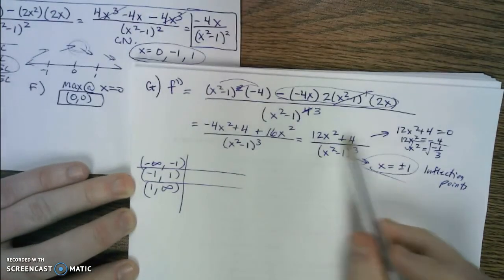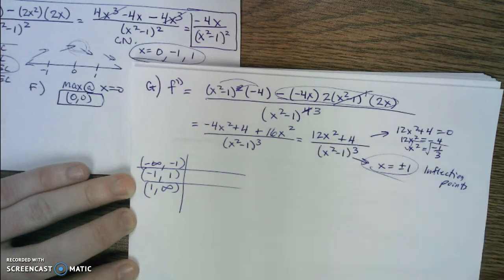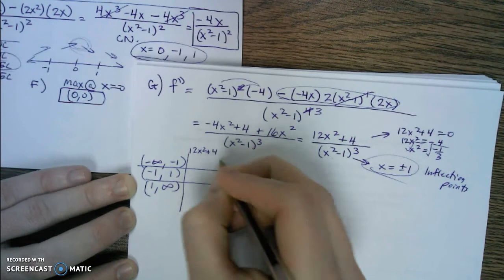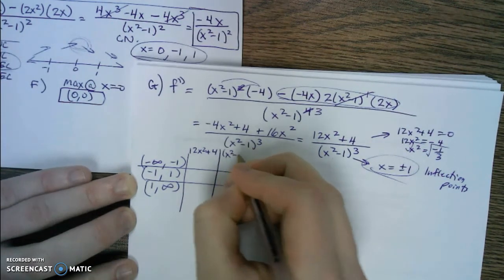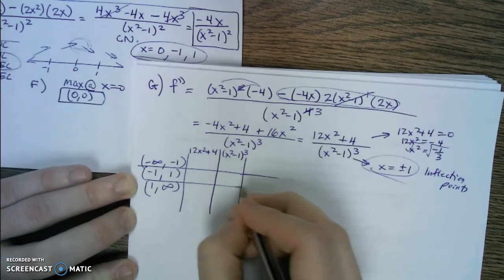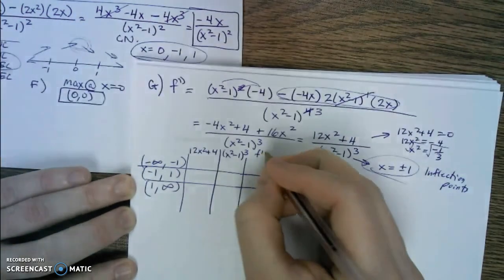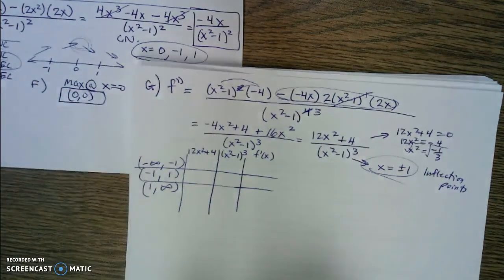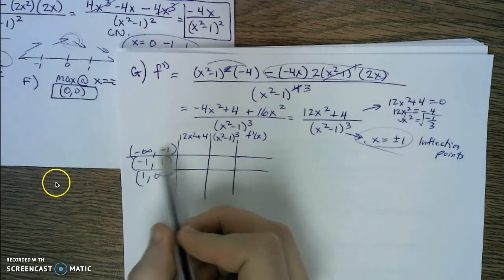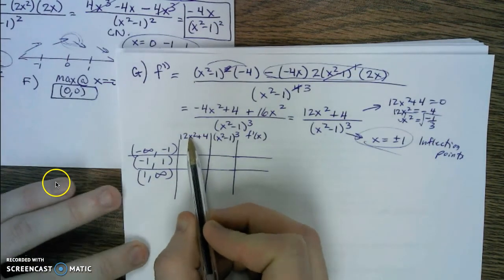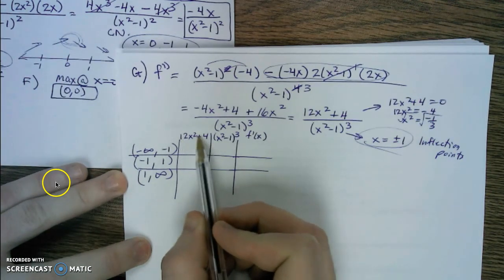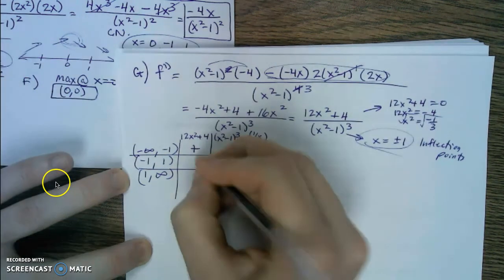We've got 2 factors here. So we've got 12x squared plus 4, and we've got x squared minus 1 cubed. And when you multiply those, that will make your second derivative. So if I plug in something like negative 10, this thing, if you look at it, it's squared, so it's positive. 12 keeps it positive, and then you're adding to it. So this is going to be positive every time.